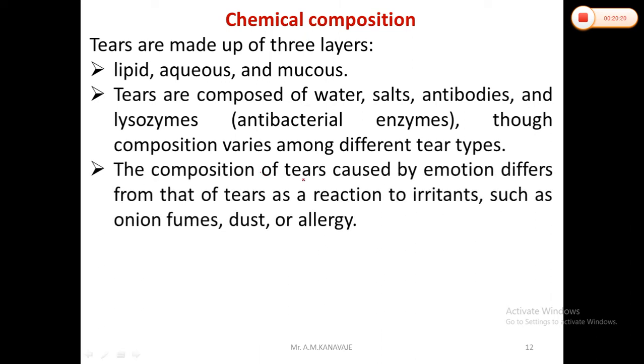So the composition of tears caused by emotions differs from that of tears that are reactions to an irritant. Just now I discussed reflex tears. These tears result from irritation of the eyes, like fumes, onion fumes, dust, or allergies also.